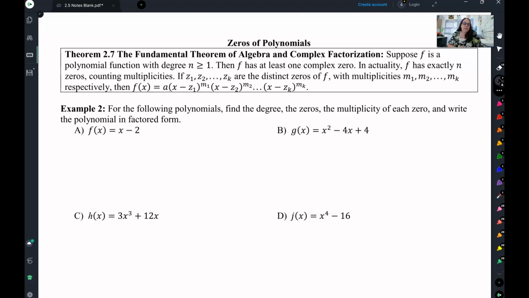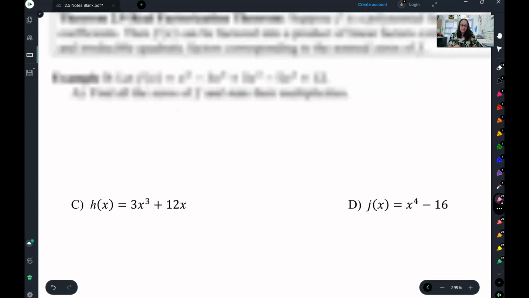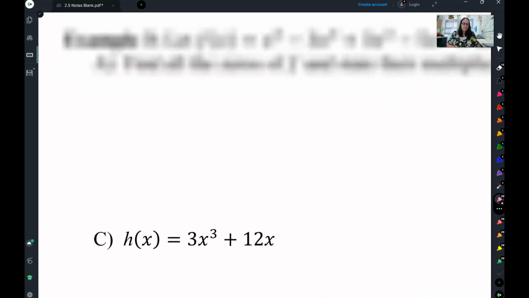Okay, so you know this pattern we've talked about so far, that the degree of the polynomial is how many zeros it should have? Well, that actually has a name. That is called our fundamental theorem of algebra. And the fundamental theorem of algebra just says whatever the degree is, that's how many zeros it should have. So we're going to experiment with that a little bit with a couple examples.